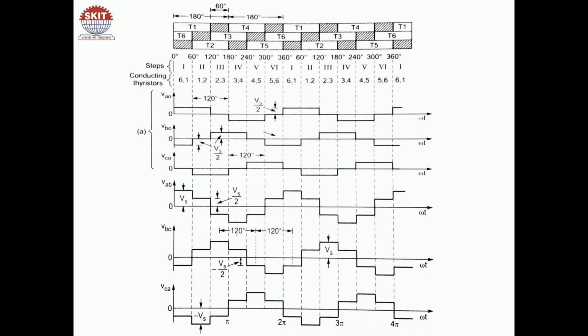Even these waveforms are verified by VC minus VA calculation. So these are the waveforms of line voltage VCA, or we can say this is the combined waveforms of phase voltages. These are the waveforms of phase voltages, and these are the waveforms of line voltages.